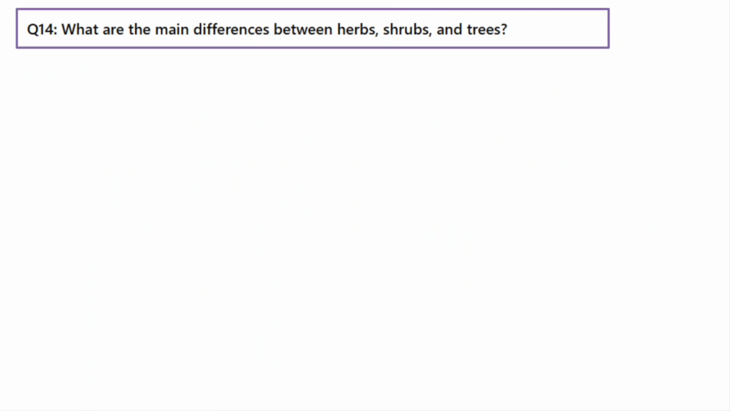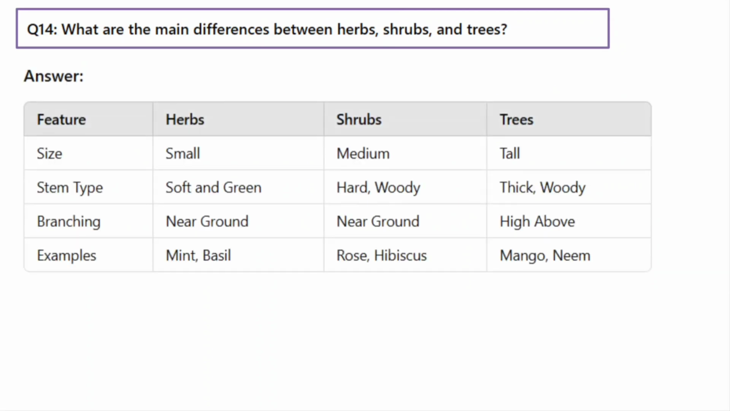What are the main differences between herbs, shrubs and trees? So now let us see the main differences. Here I have made a table so that it will be easily understandable. You can write in words also if you want, but in this way you will know these terms very easily. First we have divided by size, stem type and branching, and we have given some examples also. In case of herbs, the size is small, shrubs are medium and trees are tall.